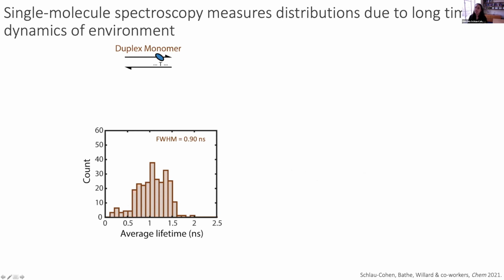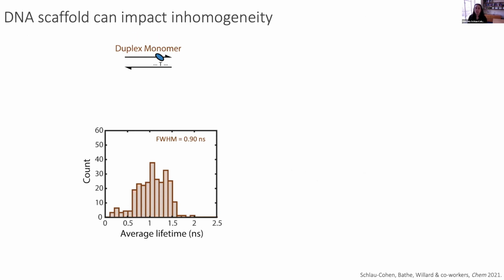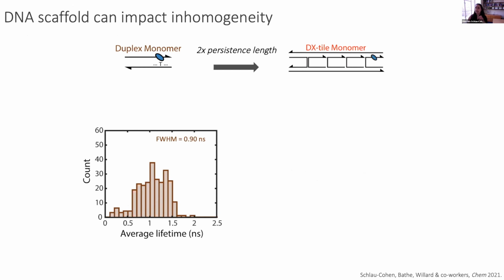What we can do is we can change the scaffold. So we switch it so that that dye is, instead of just on a duplex, on what's known as a DX tile, illustrated in this cartoon here. And that DX tile has a persistence length that's twice that of the duplex. And what we see from that change is that the width of this distribution narrows to 0.2 nanoseconds.